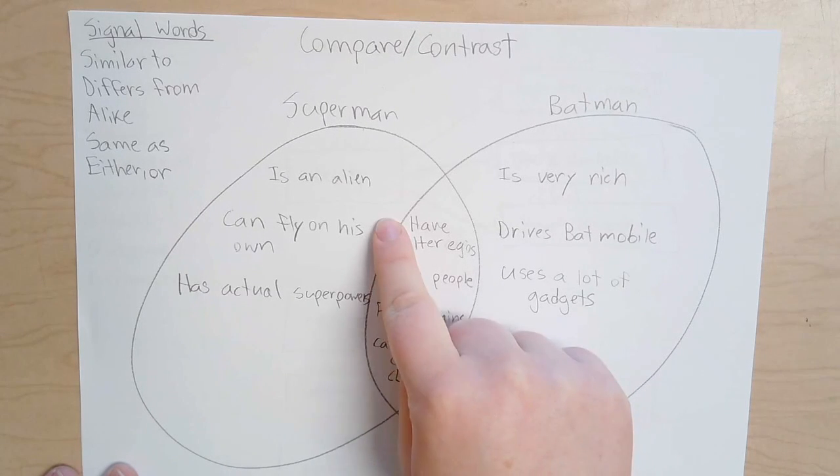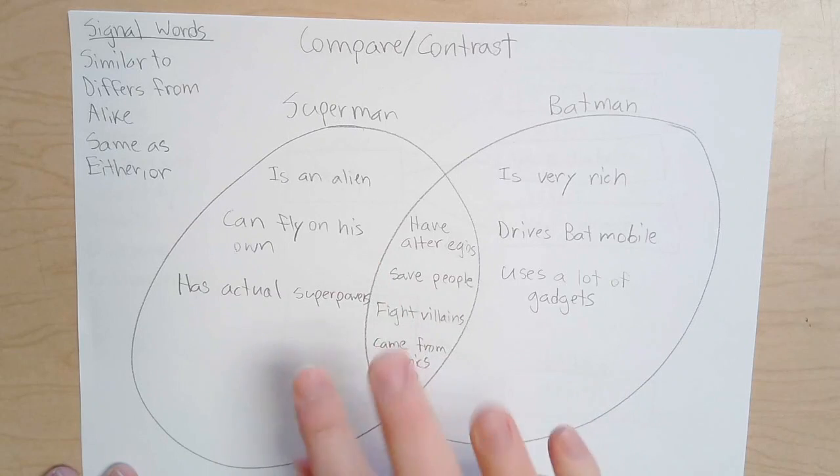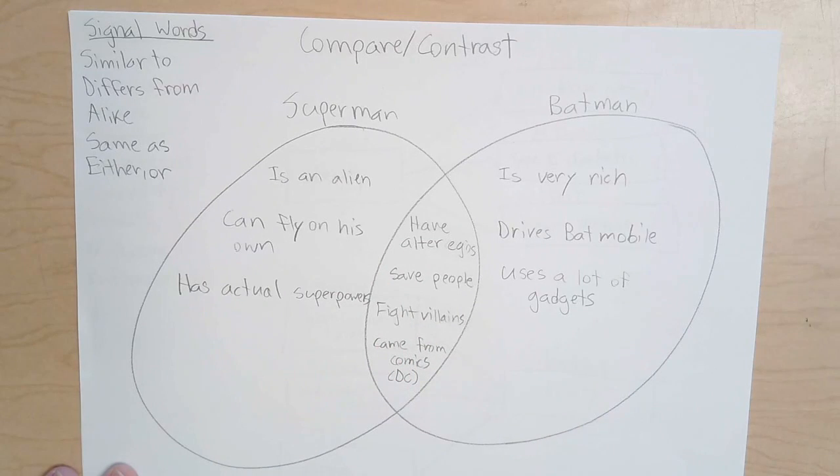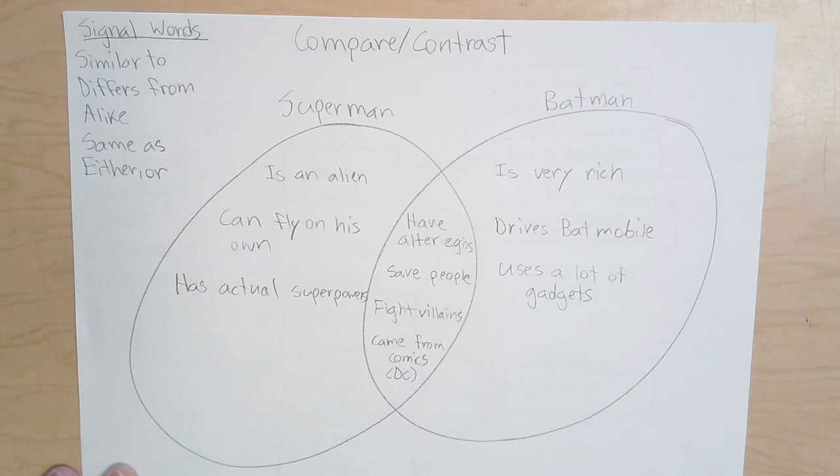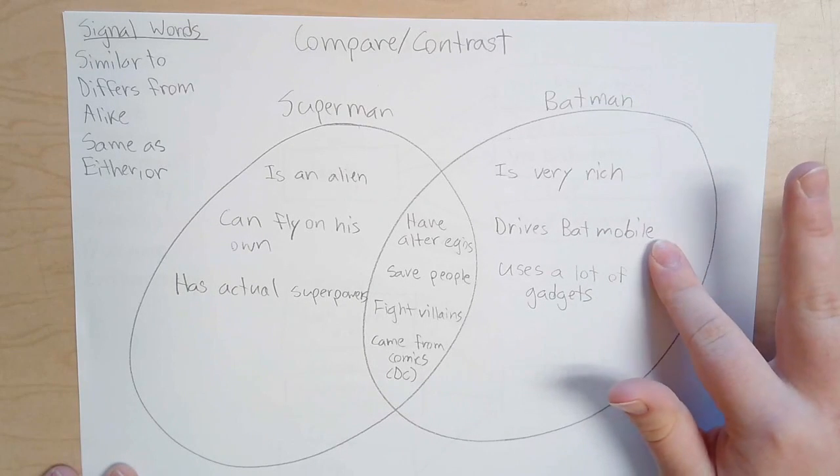Superman is an alien. He can fly on his own, and he has actual superpowers, unlike Batman, who's just very rich and uses a lot of gadgets, and he also drives a really cool car called the Batmobile.